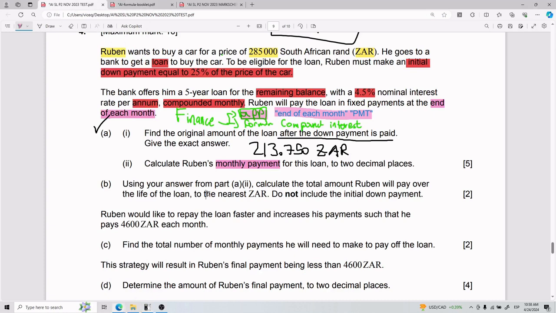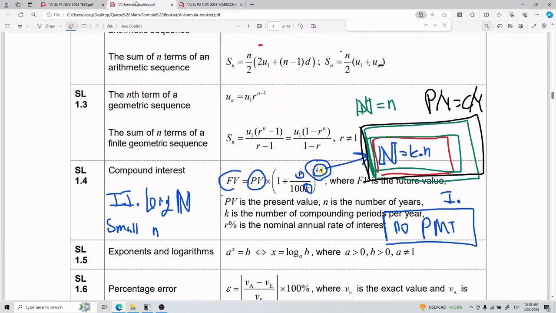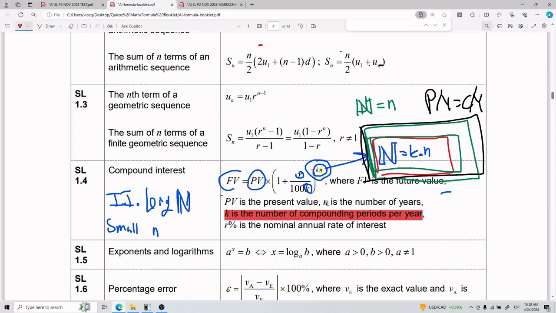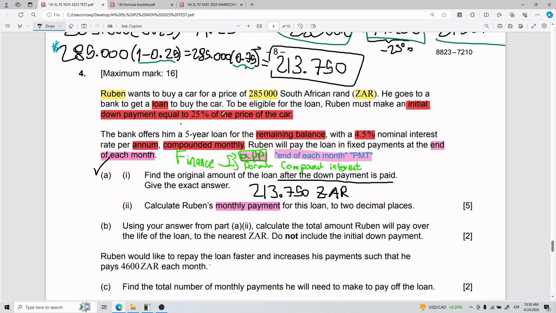And so I said that big N, the first thing I have to plug in, was K times n. Now, what is K, what is n? K, as it says here, is the number of compounding periods per year. Well, n is the number of years. Oh okay, so n is the number of years, K is the number of compounding periods per year.